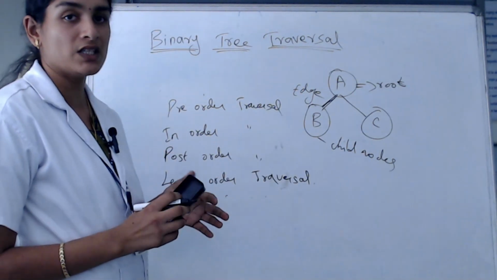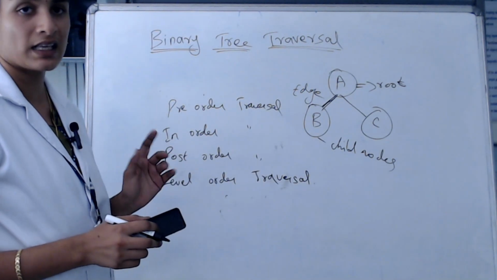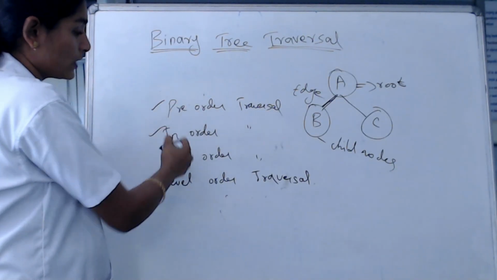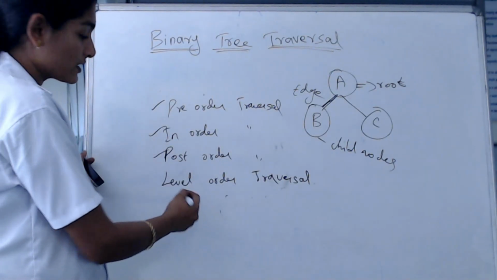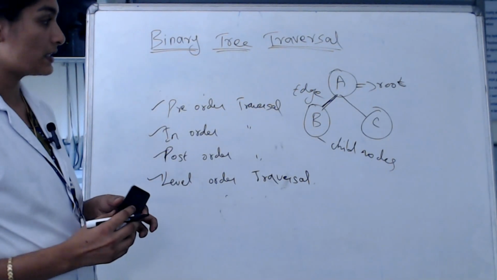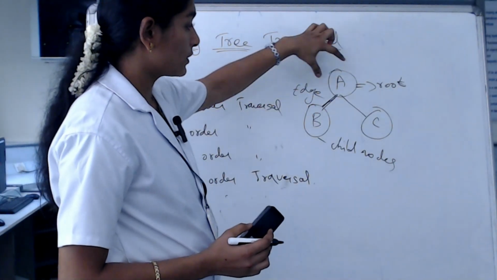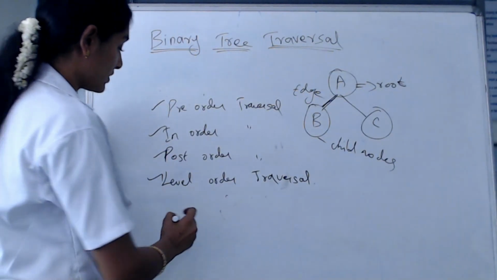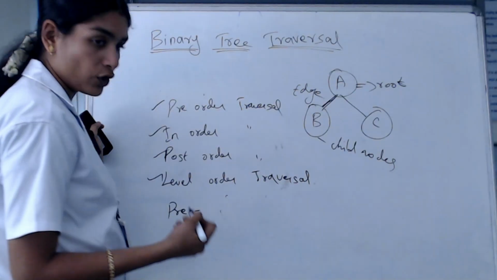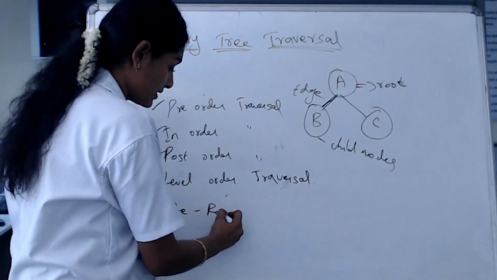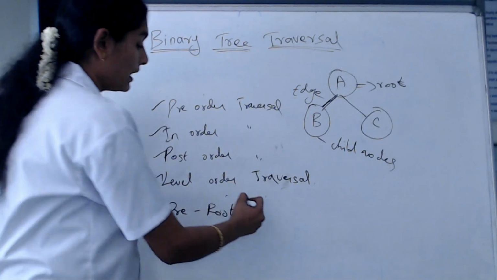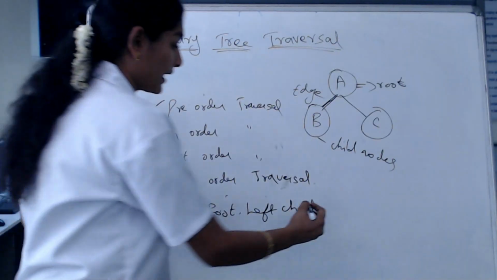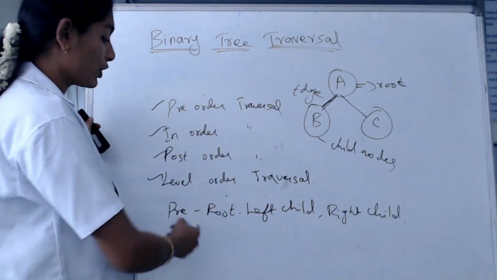Traversal means visiting each and every node present in the binary tree exactly once. The four ways of traversing are: first, pre-order traversal; second, in-order traversal; third, post-order traversal; and last, level order traversal. Let us consider the same example, with root node A and children nodes B and C. First one is pre-order traversal. The algorithm for pre-order traversal is: visit the root node first, next visit the left child, and then visit the right child. Follow this algorithm for pre-order traversal.